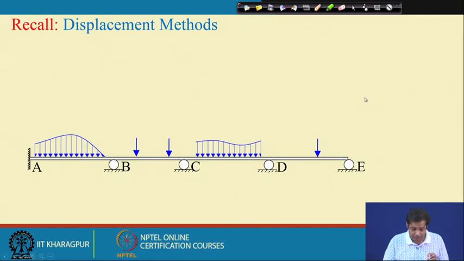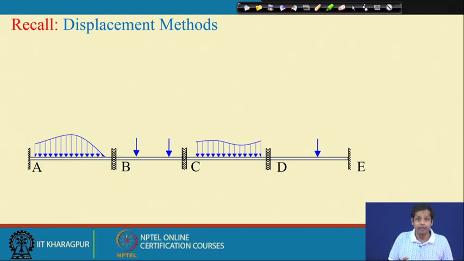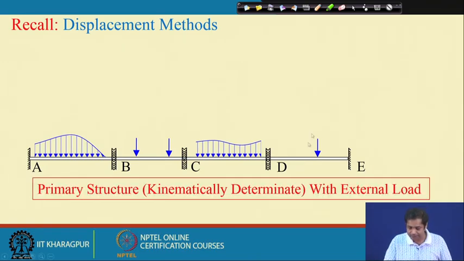Let us recall that. Suppose you have a structure like this, and then what we did in displacement method, first we assume all these degrees of freedom are constrained. There is no degree of freedom in this structure. So, we make this structure kinematically determinate. So, this is the structure which is kinematically determinate with external load.